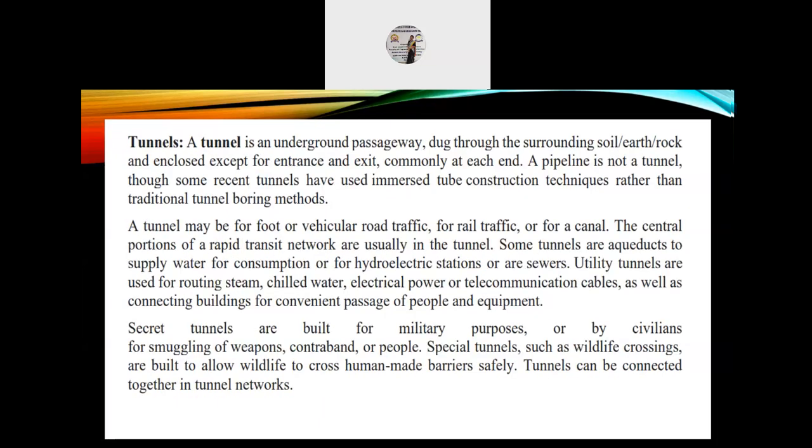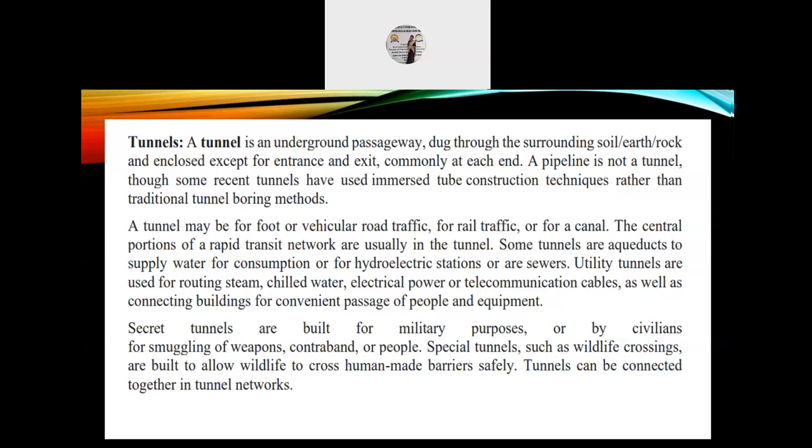The last one of the transportation is tunnels. A tunnel is an underground passageway dug through the surrounding soil, earth or rock and enclosed except for entrance and exit, commonly at each end. A pipeline is not a tunnel, though some recent tunnels have used immersed tube construction techniques rather than traditional tunnel boring methods. A tunnel may be for foot or vehicular road traffic, for rail traffic or for canal.